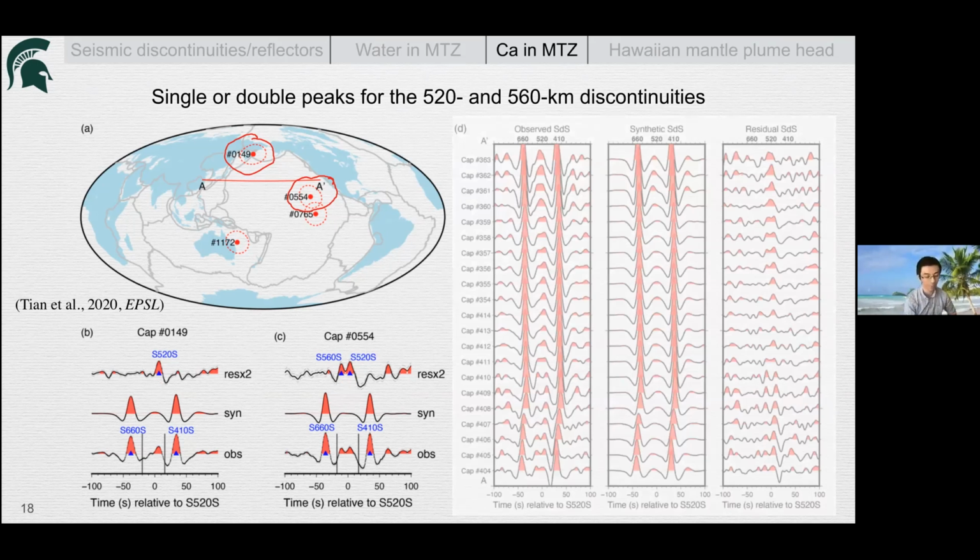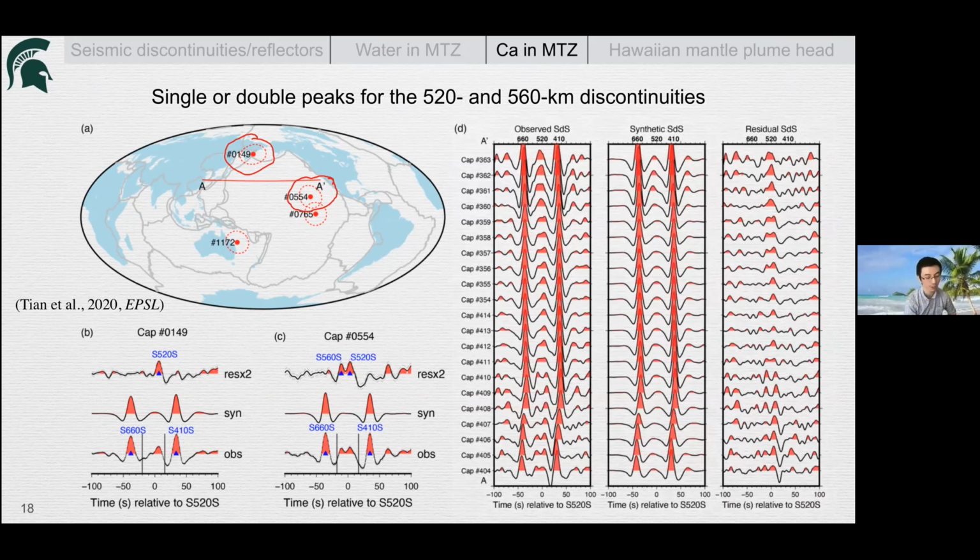On the right side, I'm just showing this cross section from A to A prime. On the left panel, that is our observation. This is our synthetic waveforms. And then this is the residual that we care about. From these waveforms, you can first see, for example, this is the 520 peak. And also in certain regions, you see a double peak, that's the 520 and 560 discontinuities.